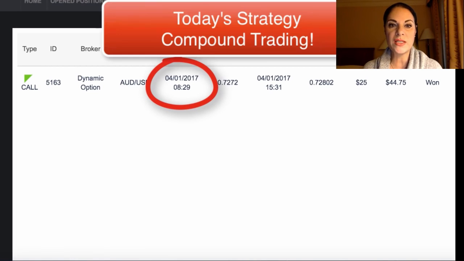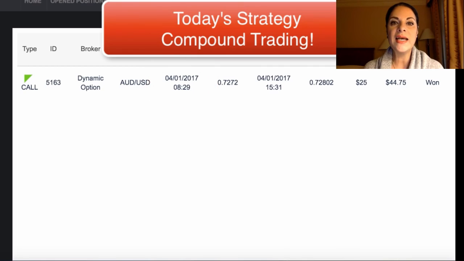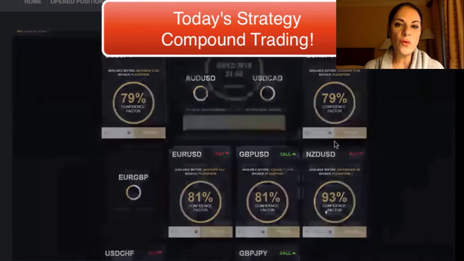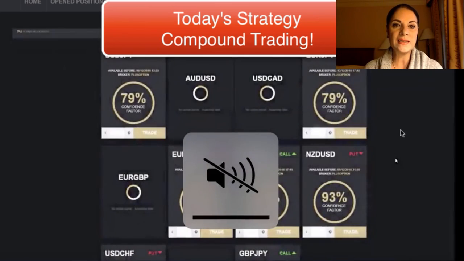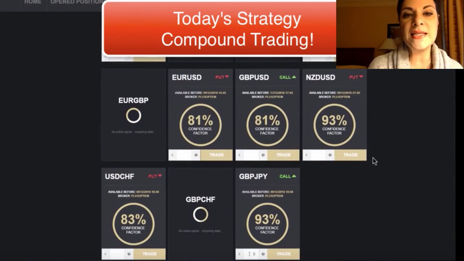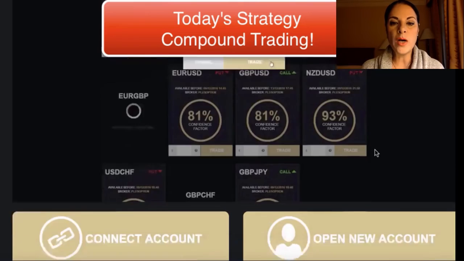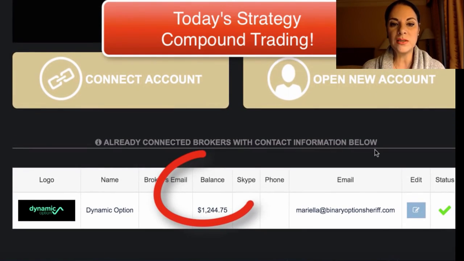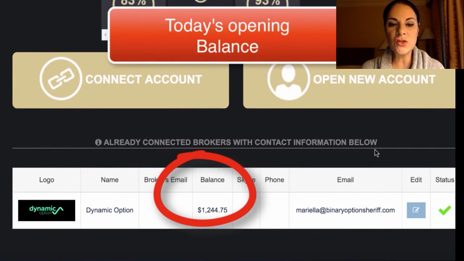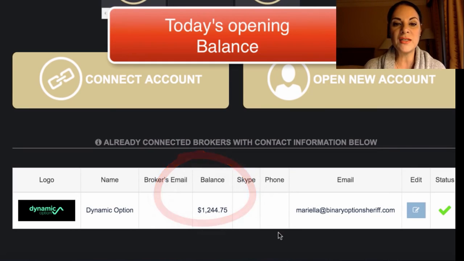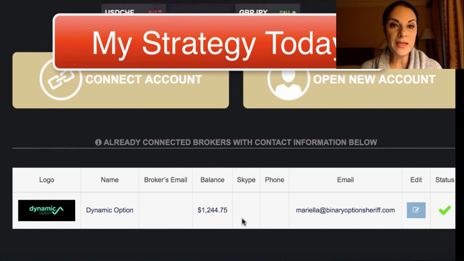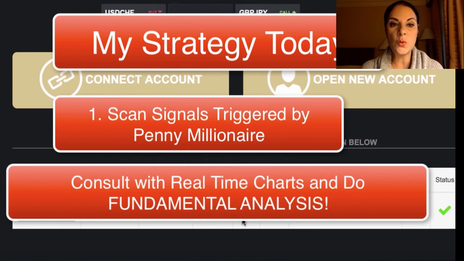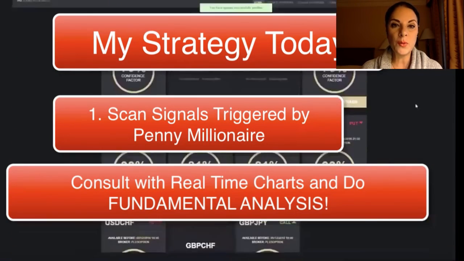This was whilst I was experimenting with the trading. This was taken on the 4th. However, today we will be taking this compound strategy, which is basically taking one trade at a time and compounding the interest. This is my starting balance today, which is 1244.75. I plan to take 3 trades only. The timing is excellent. There is no news, and this is how I am going to trade.